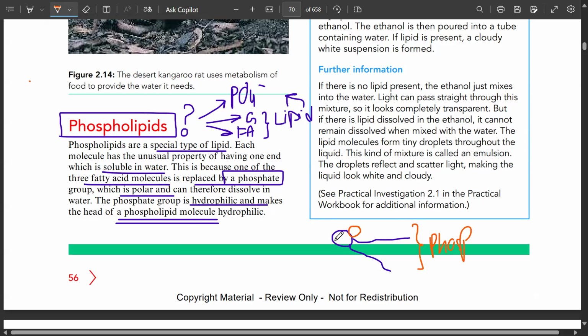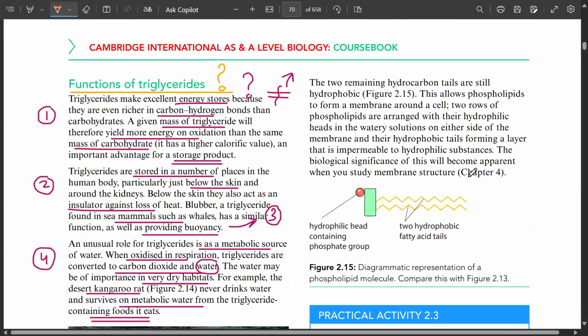Why? Because now this molecule has one glycerol, two fatty acid chains, and one phosphate molecule. And this phosphate molecule is polar as well. It is soluble as well, and it is hydrophilic, water loving. That is why in chapter number 4, you will see, and you have already seen as well, that phospholipids make up the cell surface membrane of the cell.